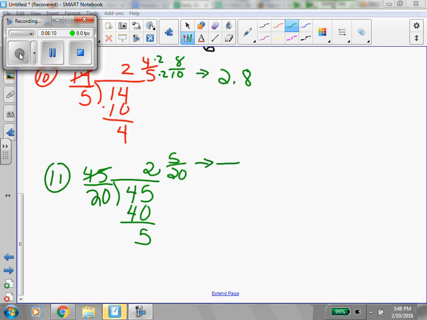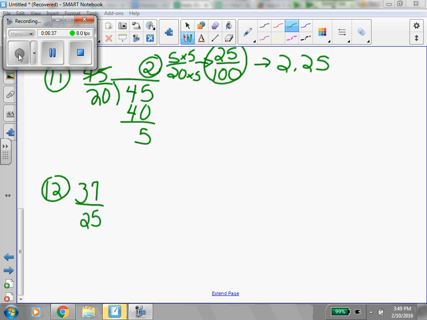I can't do tenths because I'm working with the denominator 20. So we'll make it hundredths. How many 20s are in 100? There are 5. 20 times 5 is 100. And then I must multiply the numerator. 5 times 5 is 25. So my whole answer is 2 and 25 hundredths.